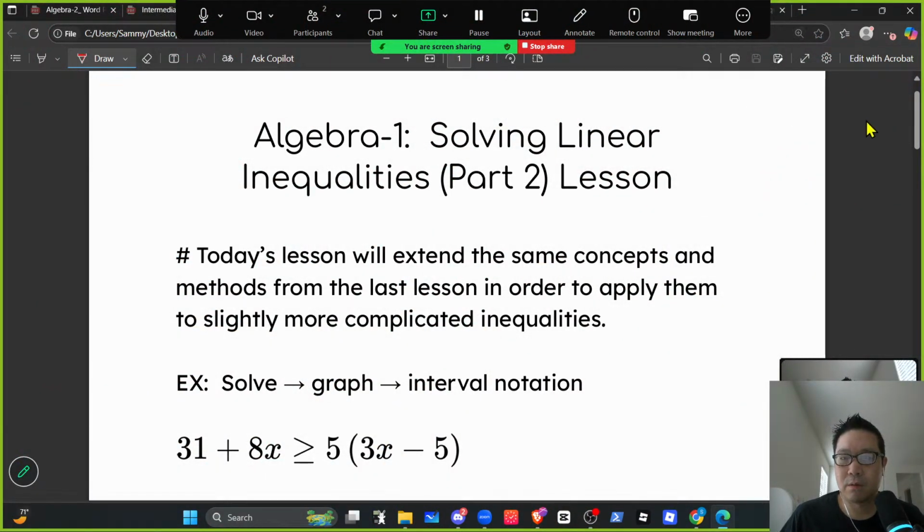Okay, so today's lesson will be solving linear inequalities, part 2. Last time we went over part 1, and today's lesson is just going to be an extension of the last lesson.